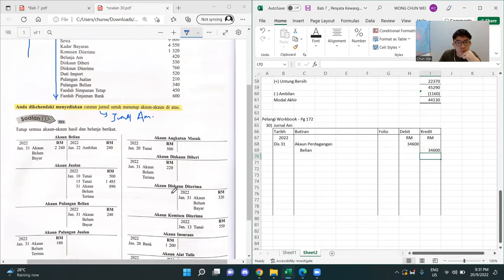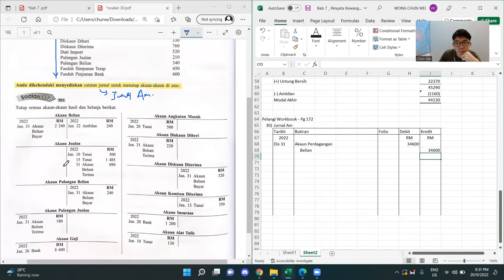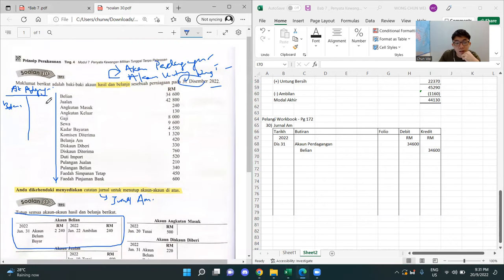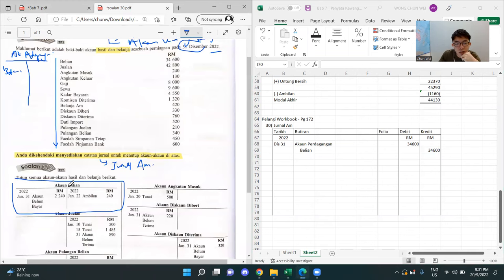So why is it like that? Look at this example. This is an account bullion. Tadi this is account perdagangan. If you want to close an account bullion, how do we close it? Remember your baki HB and baki BB? The bigger one is on the debit side, so 2240, and I have to minus 240. 2240 minus 240, you get 2000.